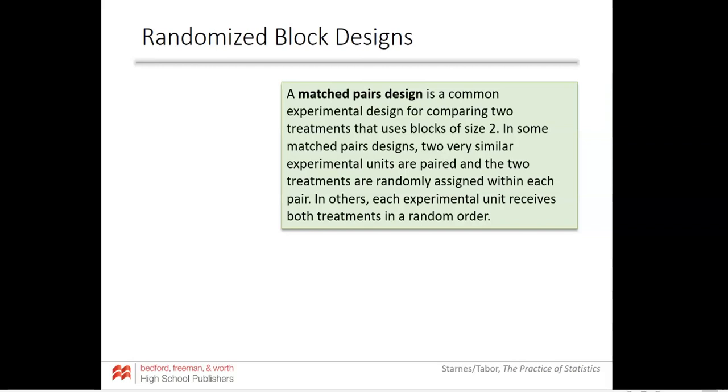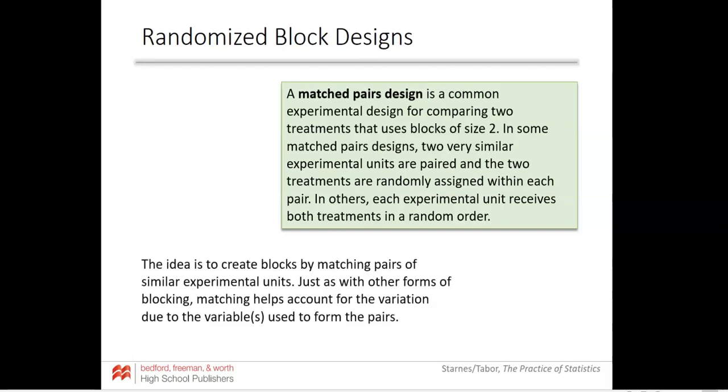And then within the matched pair, so once you've paired 2 people together, there are 2 treatments that are randomly assigned. So it's very important they're randomly assigned. The order of it is even important within each pair. But they receive both treatments in a random order.